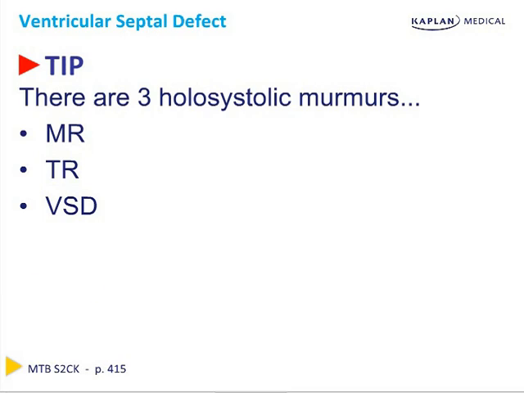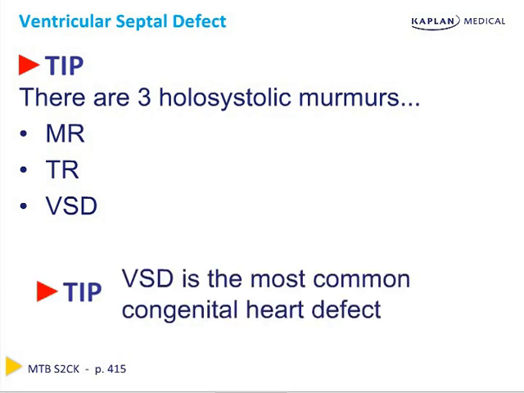The second tip is that VSDs are the most common congenital heart defect in children. Now recall in the cyanotic heart disease lecture, we learned that tetralogy of Fallot was the most common cyanotic heart defect in children. It was the most common heart defect that caused blue babies and blue children. This is just the most common heart defect in all kids. So if you wanted to know what the most common heart defect in children was, it'd be VSD. If you wanted to know the most common heart defect in children that turned blue, it's tetralogy of Fallot. And they're linked because tetralogy of Fallot has a VSD as a part of it.